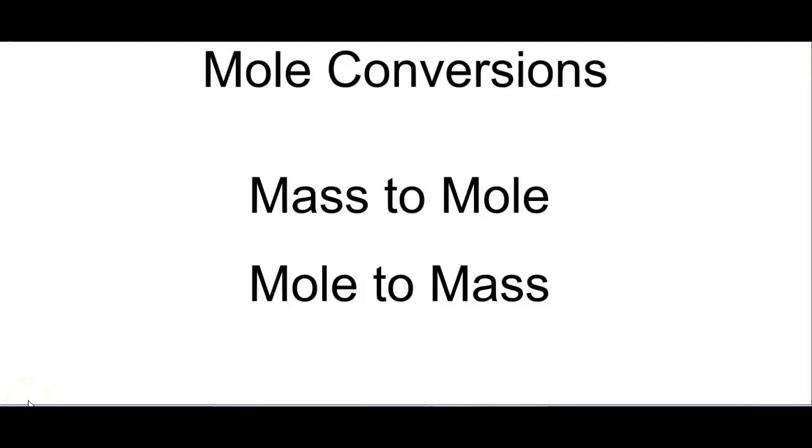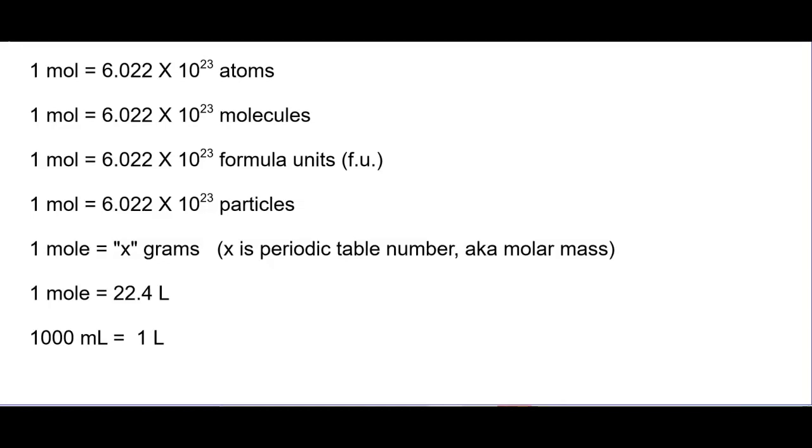Mole conversions, mass to mole, and mole to mass. You should observe that we have been using these top 4 conversion factors in the first set of notes, where we converted between moles and atoms, or moles and molecules, or moles and formula units, or moles and particles. All 4 of these conversion factors have 1 mole and 6.022 times 10 to the 23rd, either atoms, molecules, formulas, or particles. We will now go into moles to grams.